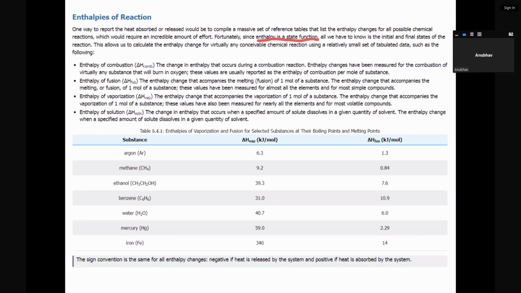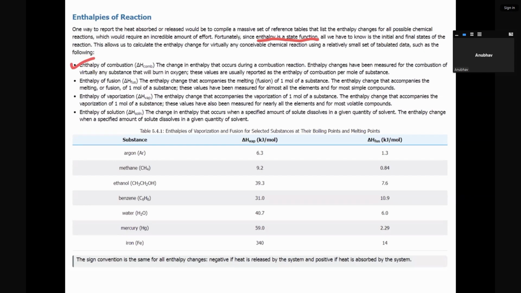So we need very little tabulated data, in the form of the table that you are seeing over here. These are the enthalpies of vaporization and fusion for selected substances at their boiling points and melting points. We have different parameters. The first one is the enthalpy of combustion, termed delta H combustion. Combustion means it is burnt in air. It is the change in enthalpy that occurs during a combustion reaction.